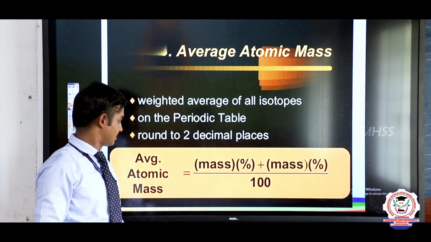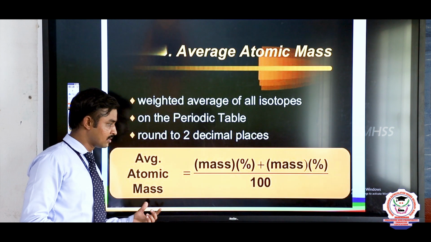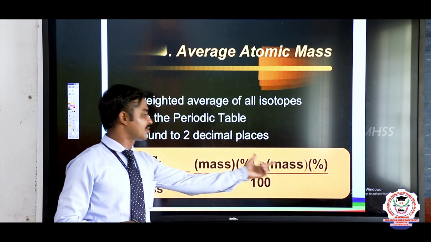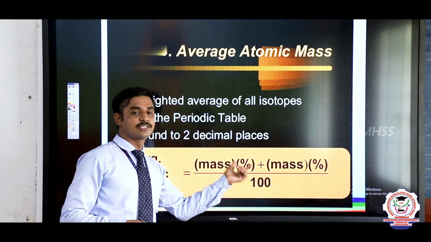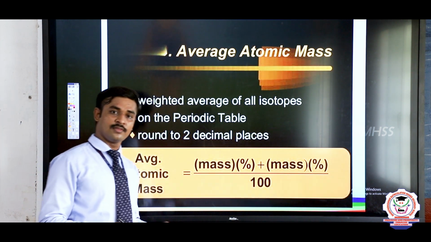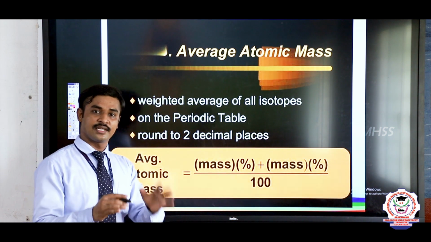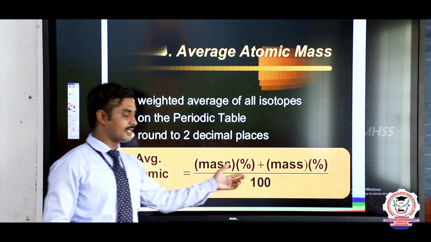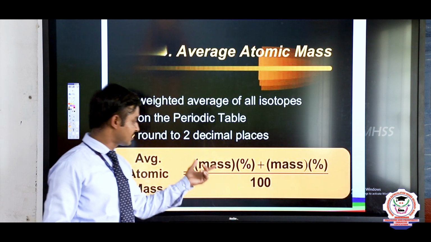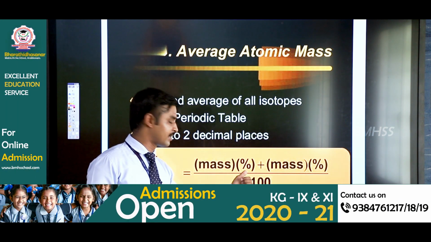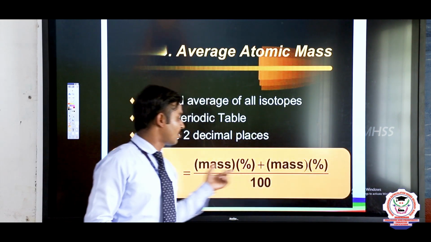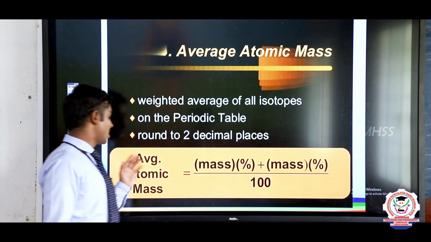We can round off the values, but this is the formula of average atomic mass. If you want to find the average atomic mass of the required element, we take the isotope masses and their percentage abundance. What is percentage abundance? It is the availability of the element all over the earth. The earth contains elements in certain availability, and it is represented as percentage abundance. So the first isotope's mass is multiplied by its percentage abundance, the second isotope's mass is multiplied by its percentage, and the total is divided by 100. This is the average atomic mass.